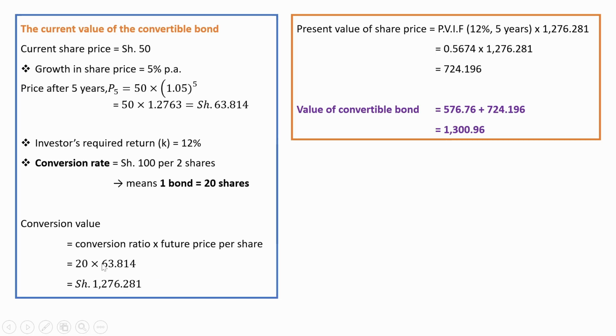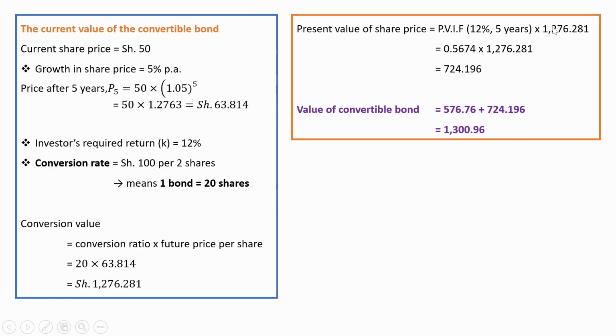But this one is not the present value. So now we want to discount this one because it is taking place after 5 years. We want to bring it to the current price. So in the question, they specified it is the current value. So once they say it is the current value, it simply means we have to discount to get the present value.